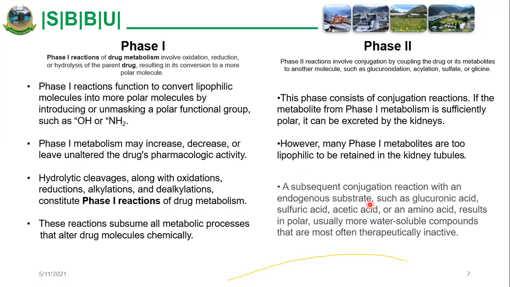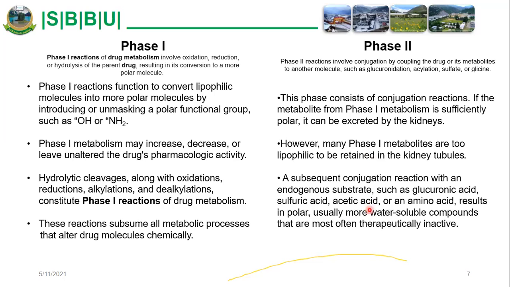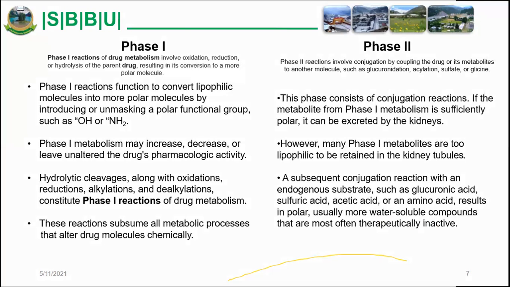So again, in conjugation reactions these xenobiotics are conjugated with endogenous substances such as glucuronic acid, sulfuric acid, acetic acid, and amino acids. These conjugate substances attach to form conjugation products and make the drug more polar. So usually the water-soluble compound can then be easily excreted and becomes a therapeutically inactive substance. That's why it can be easily excreted from the kidneys.